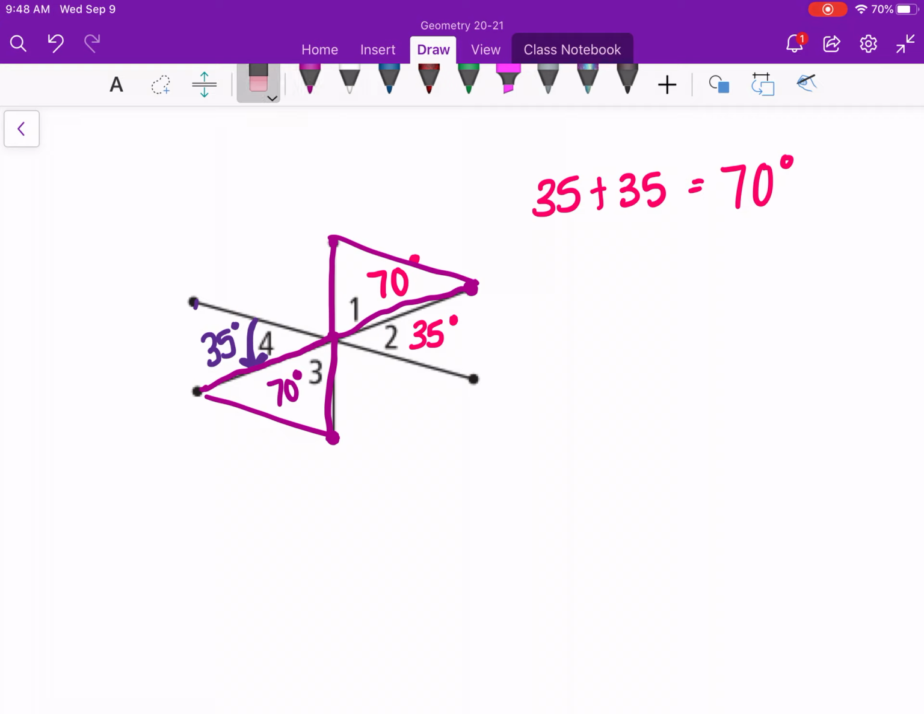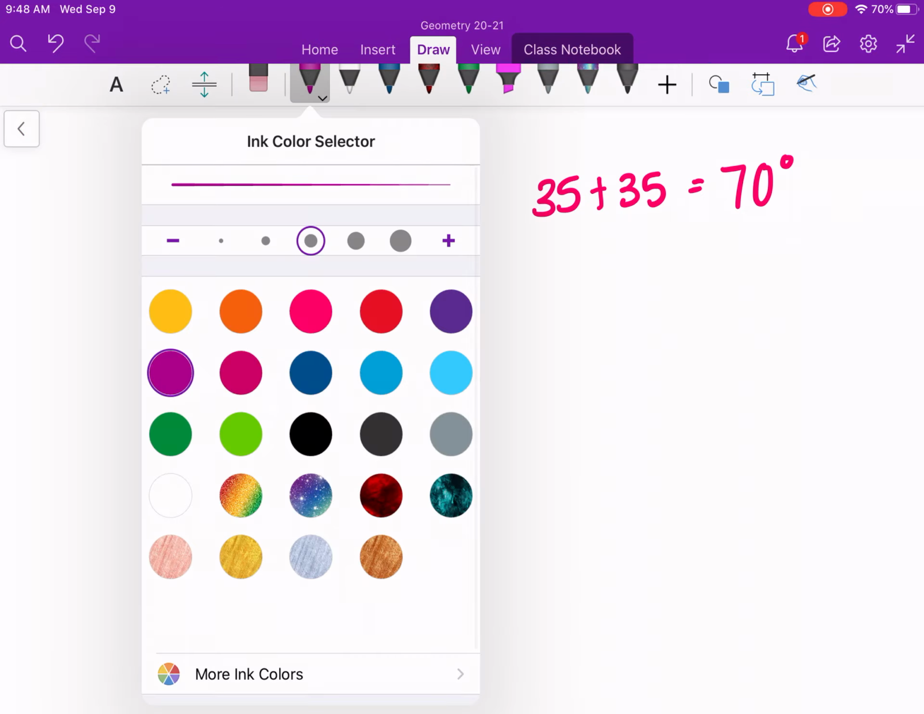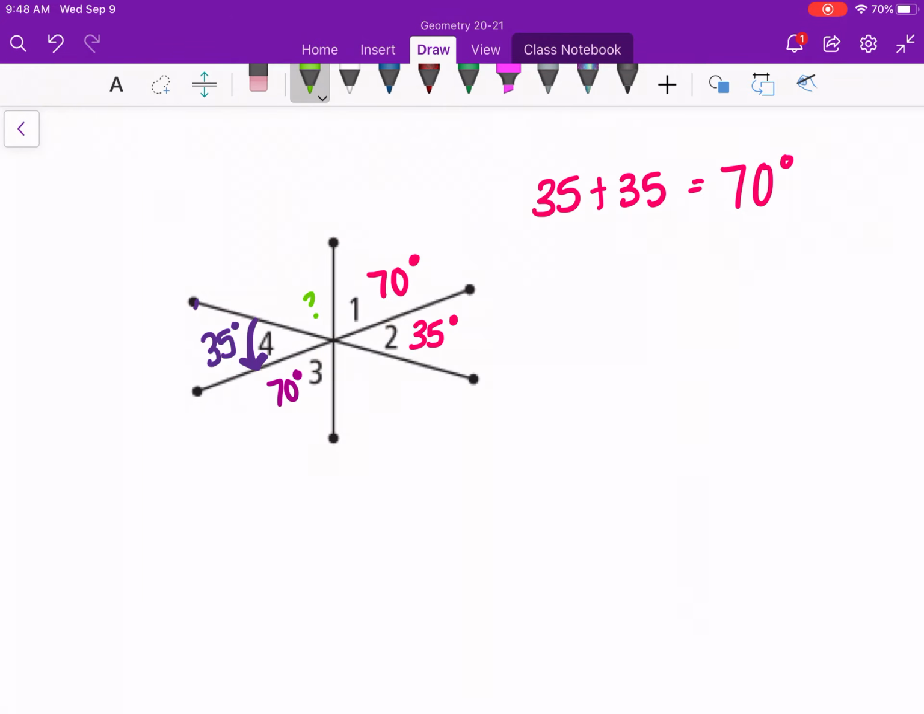The bonus question, though, that they didn't ask, but I am going to ask, is to find out what these mystery angles are right here. And we are going to use linear pairs to do that. So I'm going to pick this line right here, and I'm going to say that angle 1 plus angle 2 plus angle 3 has to all add up to 180 degrees. That's half a circle rotation.